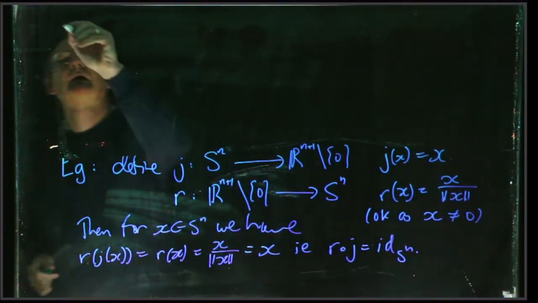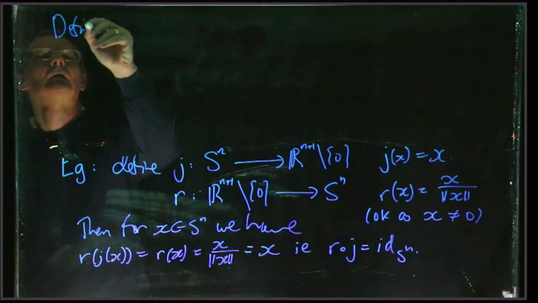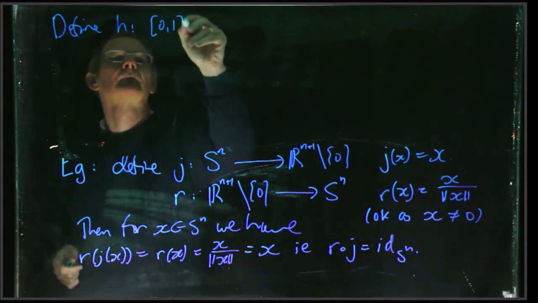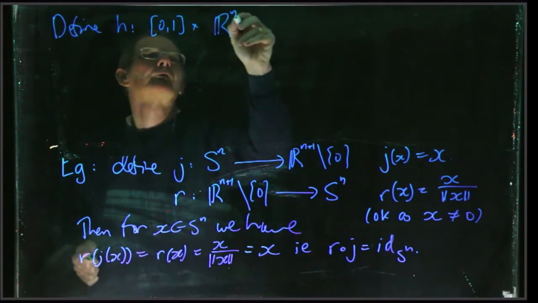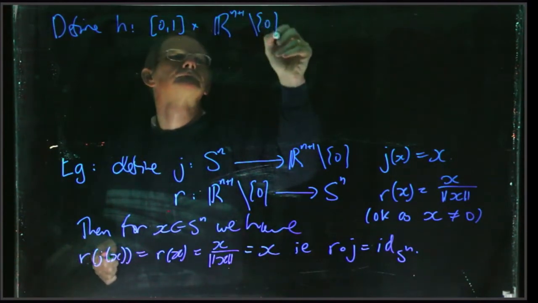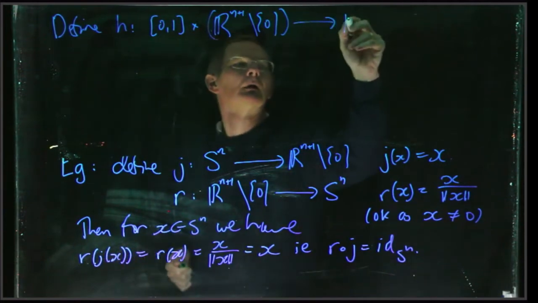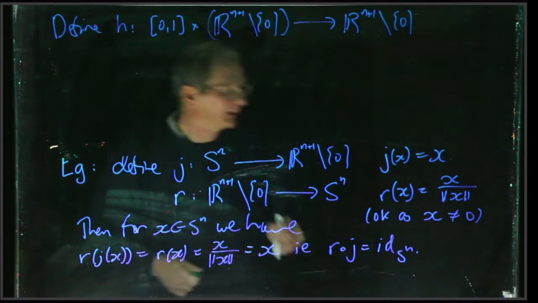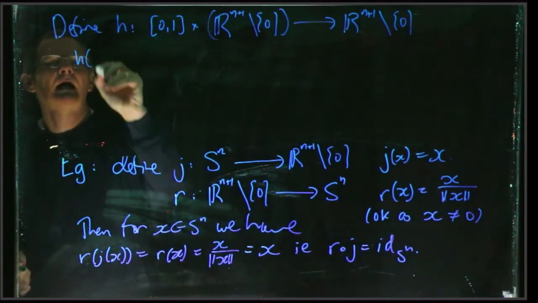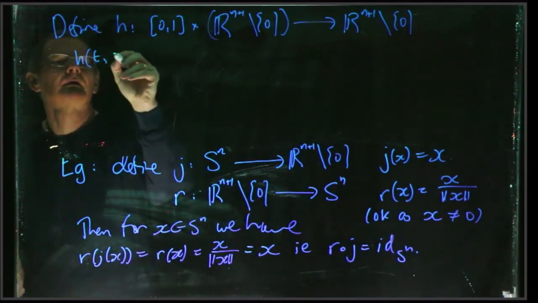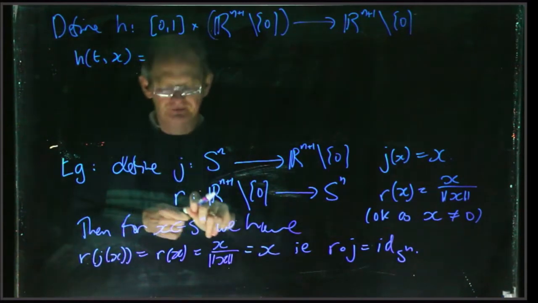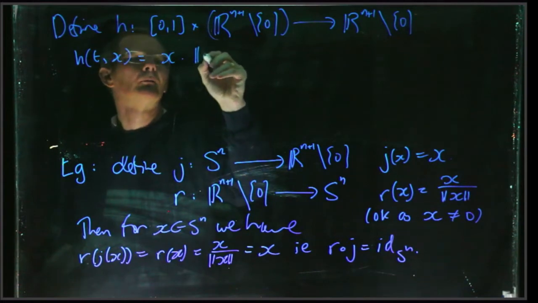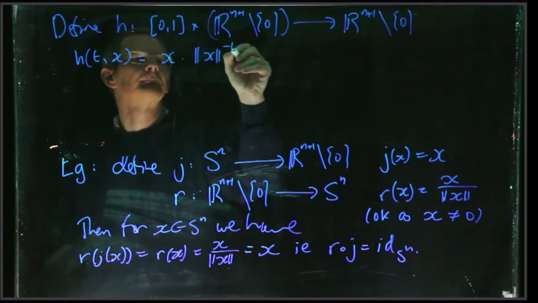So we define H as a map from [0,1] cross R^(n+1) less 0 to R^(n+1) less 0, by H of (t, x) is just going to be x times the norm of x to the power minus t.